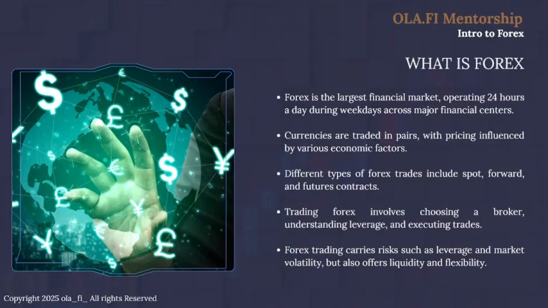Now, in this case, it could be currency, it could be commodities, it could be services. The two values that are being exchanged is what a pair is. So, different types of forex trades. There are different types of forex trade.